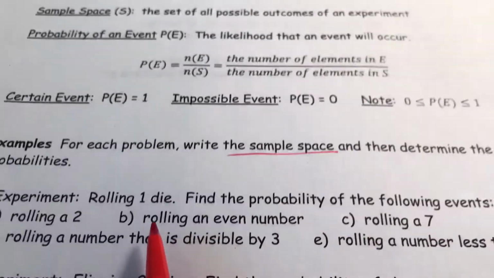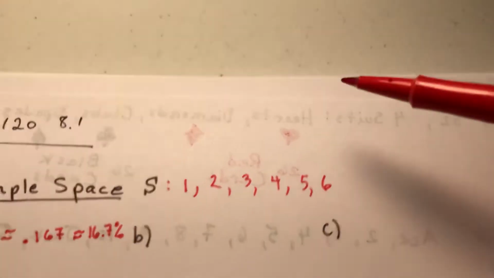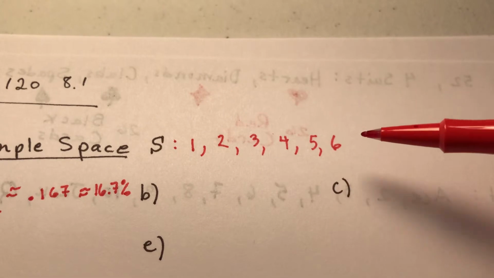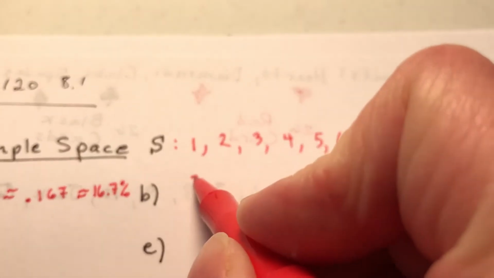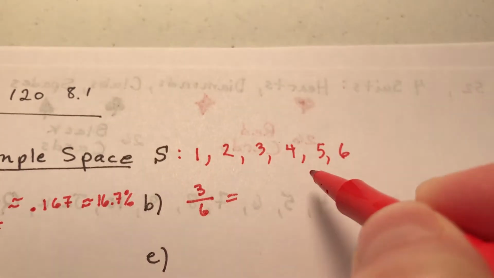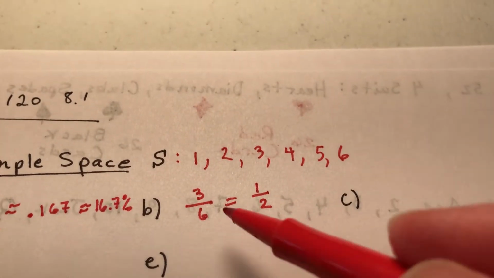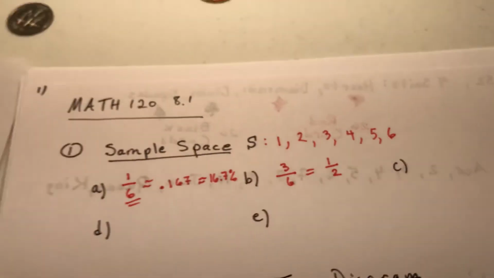B. Find the probability of rolling an even number. So even: 2, 4, 6. Those are even. So there are 3 chances of rolling an even number out of 6 possibilities, which is 1/2. Always reduce your fractions for MathExcel.